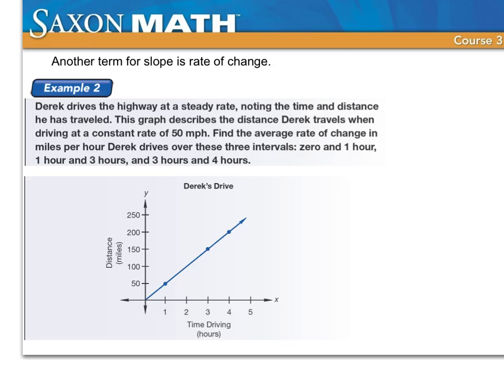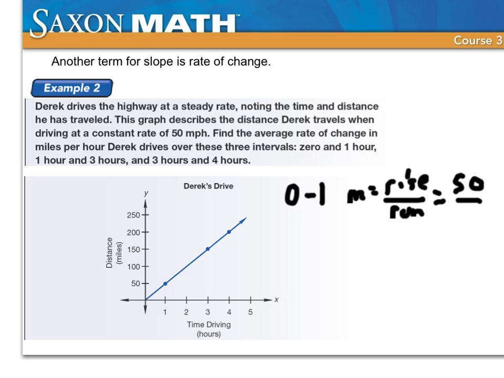So, the average rate of change means to find the slope. So, for the first one, I want to know between 0 and 1 hour. So that's this little spot right here. Well, again, between 0 and 1 hour, we've got m equals rise over run. If I look between the 0 and 1 hour, my rise is how far I'm going up. Well, I go up 50. Okay, so my rise is a positive 50. And then I go over 1. So it's 50 over 1.